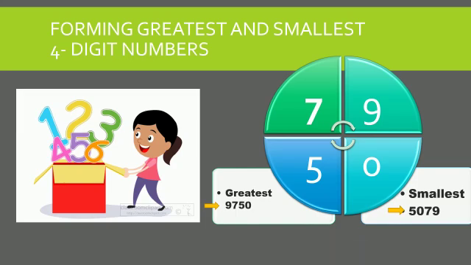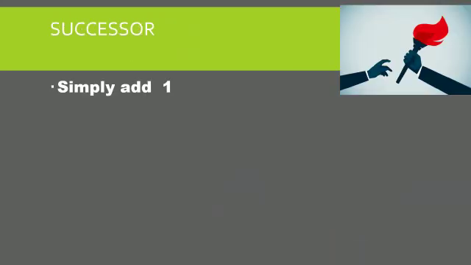So what would be the greatest number? 9750. Now, the same way, if you want to find the smallest 4-digit number, what are you going to do? You're going to arrange them from small to big. Now, if you take 0, 5, 7, 9, you get a 3-digit number. But we need to form a 4-digit number. So what do you do in this case? You swap the first 2 digits and you make it as 5079. So the smallest 4-digit number in this case would be 5079.